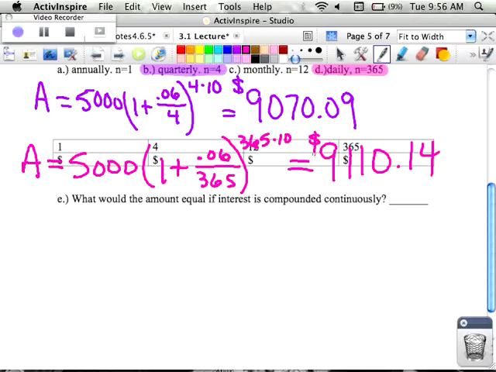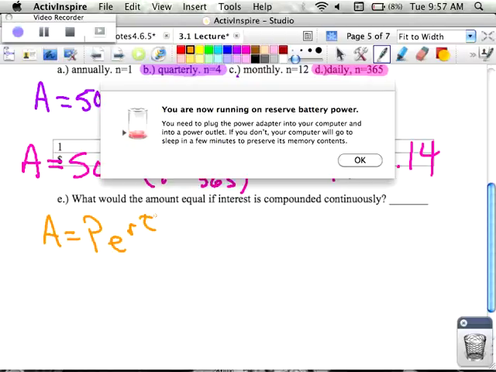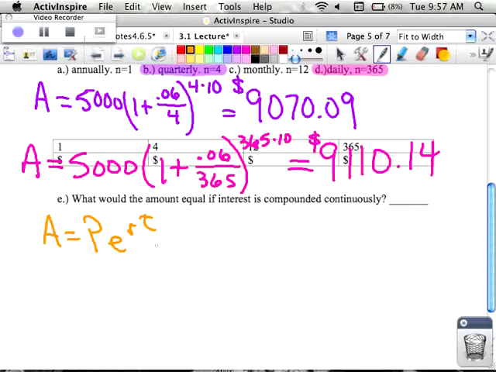And the best situation, and the situation that banks probably should be doing for you right now, is they should be compounding your money continuously. Let's see what happens when we do that. That's the other equation, the PERT equation, the one that looks like this. What that means is I'm going to take my invested amount of money, 5,000, times e to the rate, which is 0.06, times 10. Check that out and see what you get.